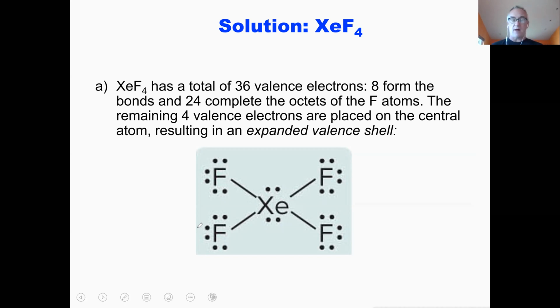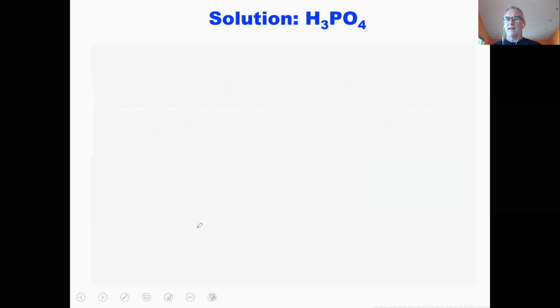Okay, let's look at a little more complicated one. This is phosphoric acid. So what we're going to do is the hydrogens are connected directly to the oxygens. So we don't need to worry about that. So basically we're going to do PO4, like the phosphate ion, and then put the hydrogens on the oxygens, okay? So with PO4, who goes in the middle?